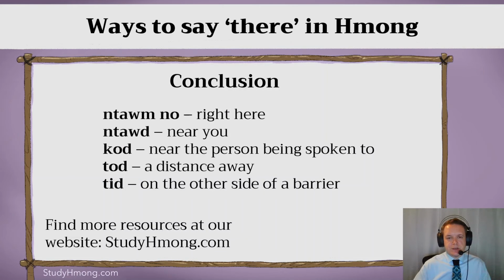So just as a conclusion, as a summary, "Dao no" refers to right here. "Dao" is a way of saying a bit further away. "Go" is a way of saying next to the person being spoken to. "Da" is a further distance away, perhaps quite a distance. And "ti" refers to the other side of some barrier.